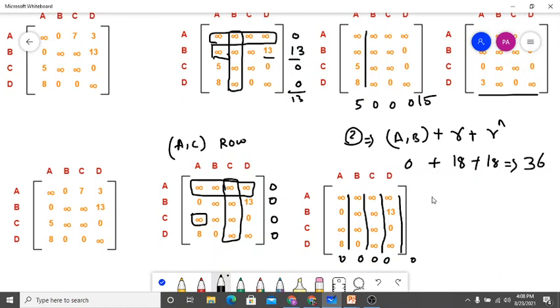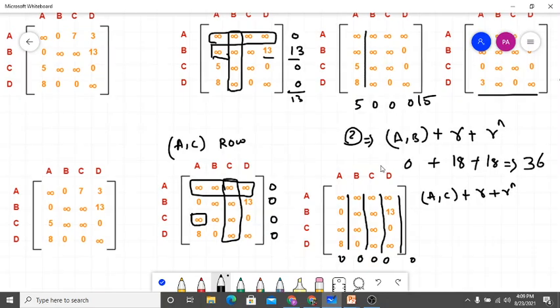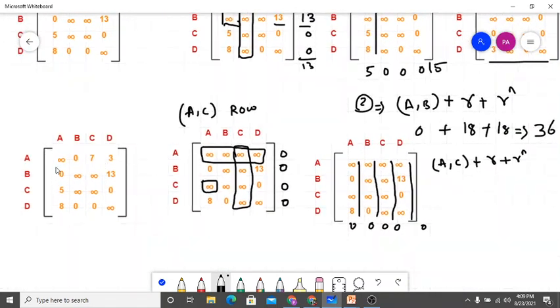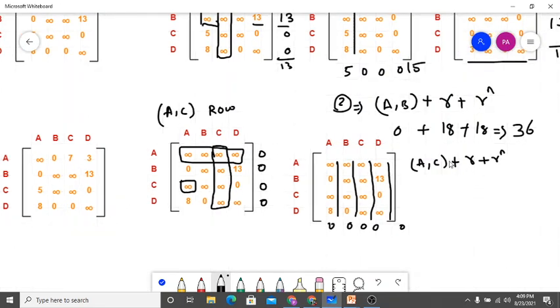So here from A to C, it is A comma C plus previous R plus current R. What is A to C? We need to go and check here. Here A to C we have 7. So write 7 here, plus what is the R? We got the R in the first reduction as 18. And what is the current reduction now? 0. So we did not get anything. So 7 plus 18. What is the total cost here? It is 25. So here the total cost is 25.